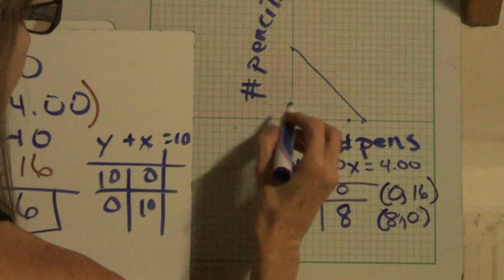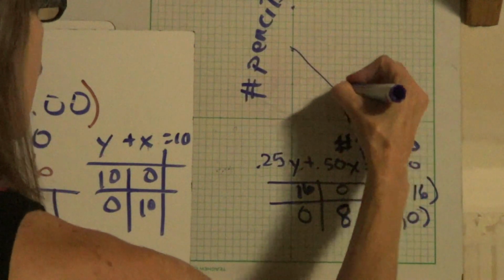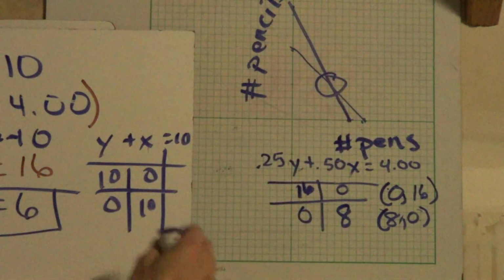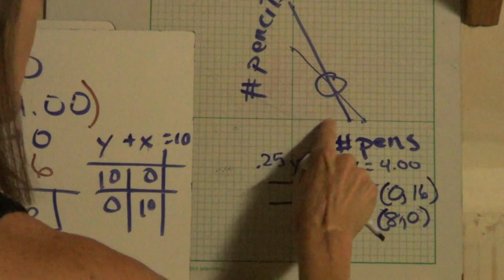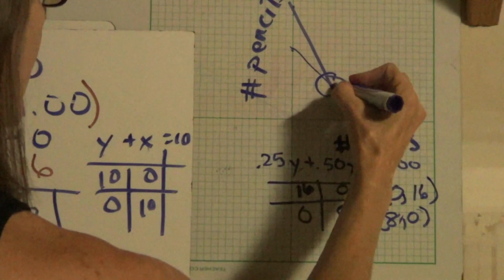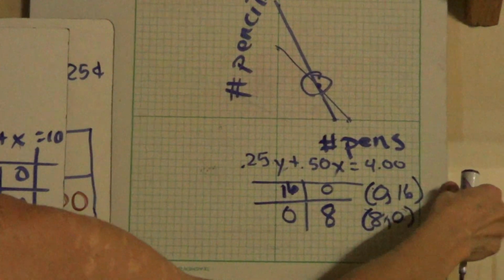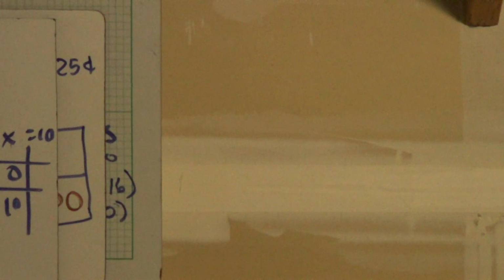I go 0, 16. And do my best to connect those. Those cross at approximately 6, 4. Right there, 6, 4. So we did pretty good even without a ruler. Okay? So there's 2 ways to solve the modeling equation. When you come into class, you're going to have a different modeling equation, but very similar problems.